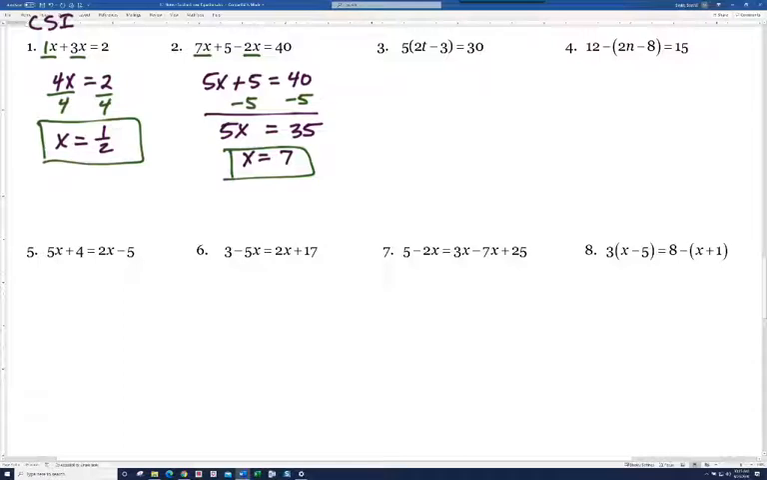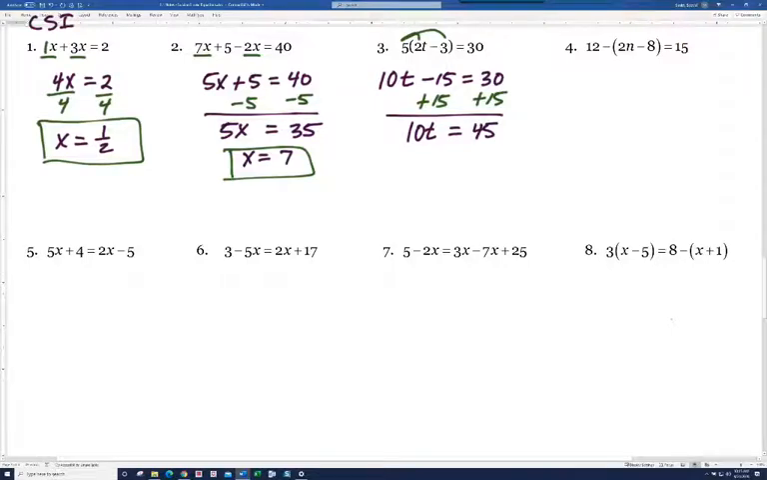All right, let's move on to number 3. Now on number 3, we're just distributing. You do 5 times 2t, you're going to get 10t. And 5 times a minus 3, that's going to give us negative 15, which we'll write as minus 15, and that's equal to 30. And so again, we now have a two-step equation. We're going to add 15 to both sides. We'll get 10t is equal to 45. And we got to get rid of this 10 now. We'll divide each side by 10.